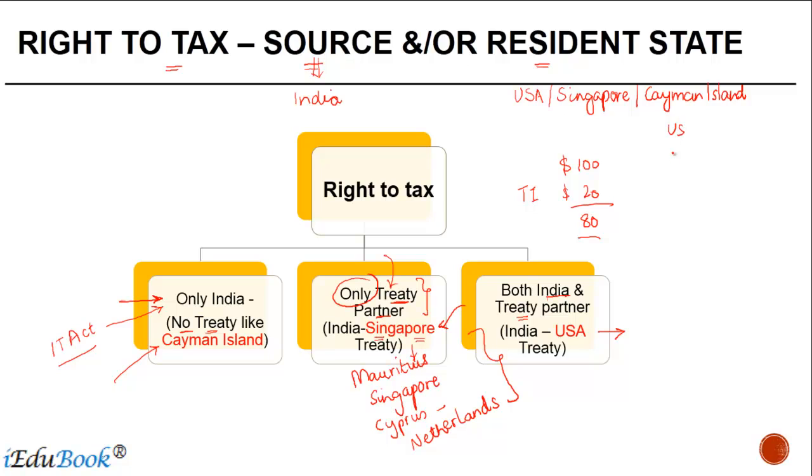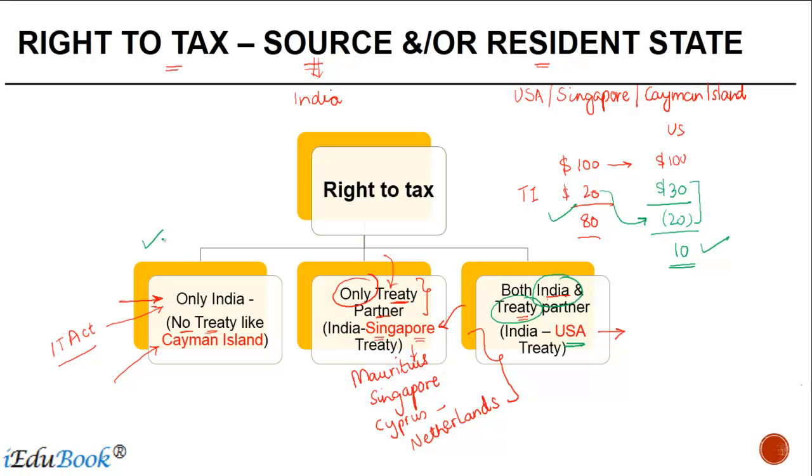When you go to the US, they are also going to tax the $100. Let's say the tax is $30, right? What is going to happen is the US is going to allow a credit of 20 against this $30, which means the tax he has to further pay will be only 30 minus 20, or 10, in the US. So India taxed to get $20, US taxed to get $10. But both India and the treaty partner had the right to tax these capital gains.